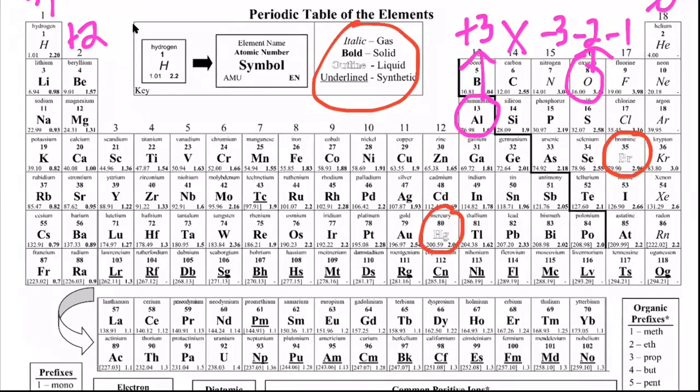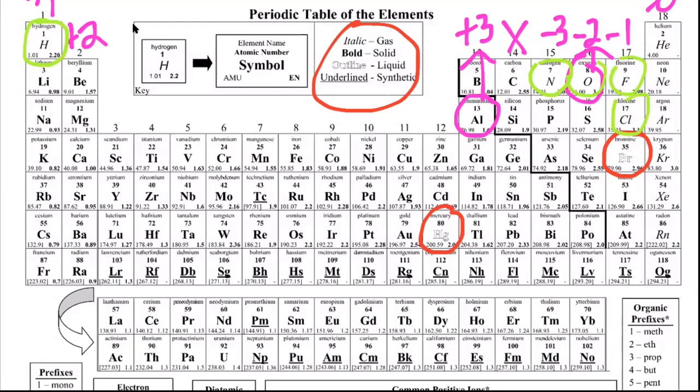And so you only have 2 liquids, mercury and bromine. Most things are going to be solid because all the rest of the metals are solid, and then a few of the nonmetals are solid. You have some gases over here. So hydrogen is a gas, and then your other ones that are italicized: nitrogen, oxygen, fluorine, chlorine.